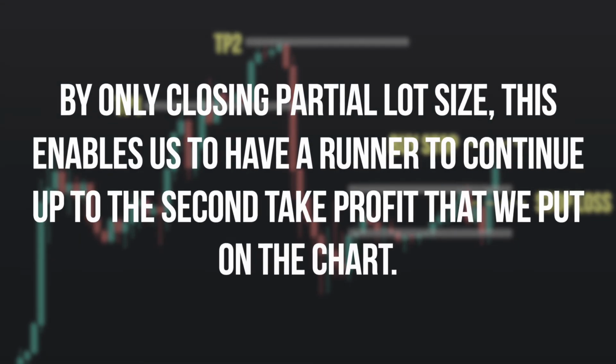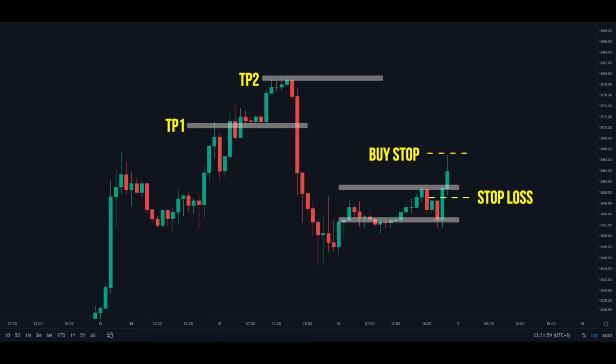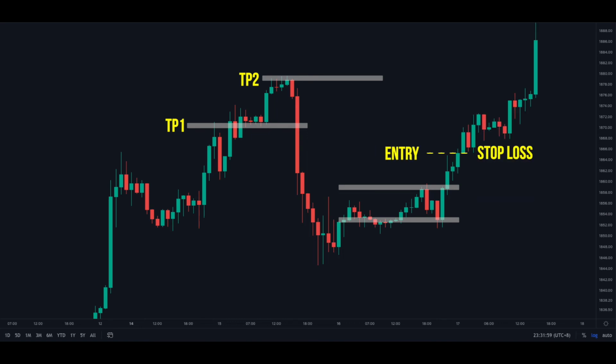And by only closing partial positions, this enables us to have a runner to continue up to the second take profit that we put on the chart. Let's see how that played out. Second TP was also smashed. The runner allowed us to maximize on top of profits that we already made, and the runner was risk-free. Now, let's look at scaling down. This is vital if our trade is going against us, as it allows us to mitigate risk even further.